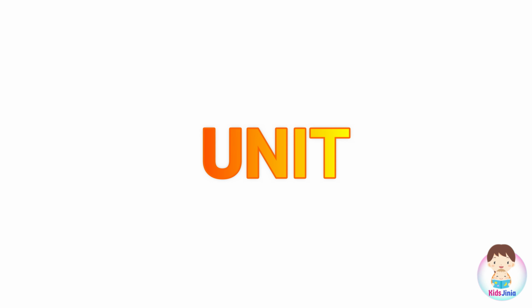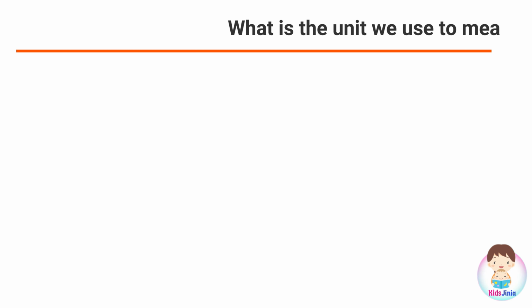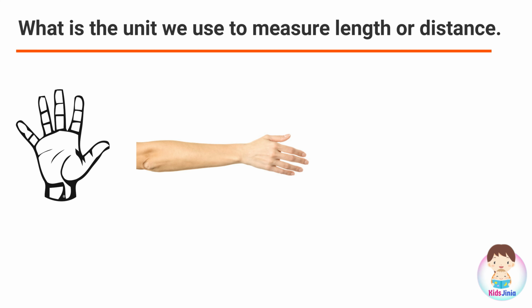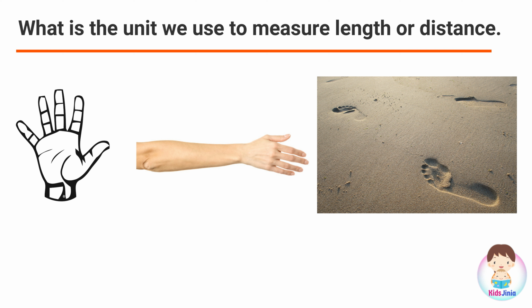Now let's go to the next part, unit. What is the unit we use to measure length or distance? We can measure the length of an object by using hand span, forearm length or footstep as the units of measuring length. The length of hand span, forearm length and footstep of different persons is different. It varies from person to person. So these are not standard units of measuring length.